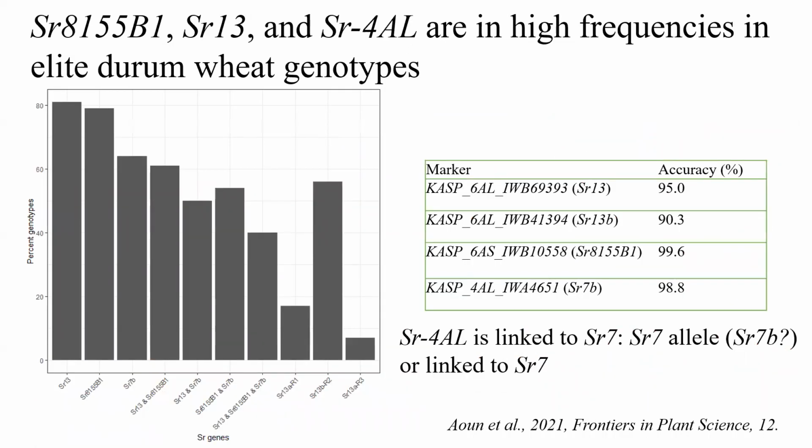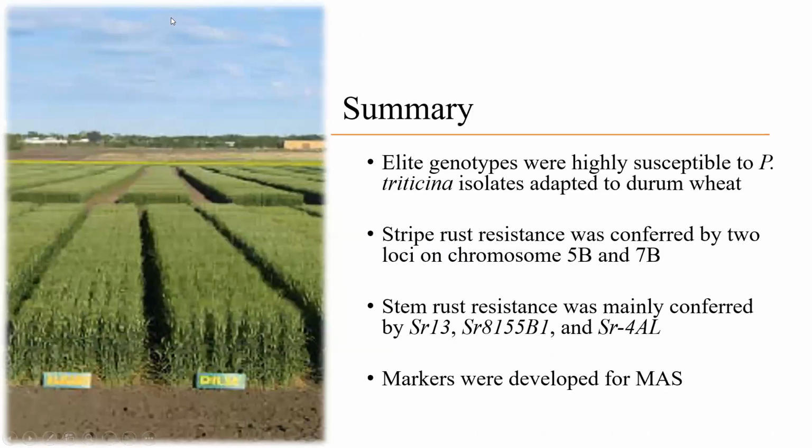I developed 4 CASP markers from the SNP markers that I identified as associated with or linked to these stem rust resistance genes, and they have good accuracy in identifying the genes. All of these 3 genes, as shown in this figure, are present in high frequency. These CASP, or competitive allele-specific PCR, markers can be used in marker-assisted selection to keep this combination of 3 stem rust resistance genes in future released varieties.